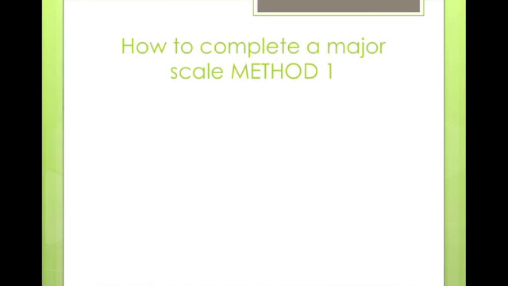Okay, now we're going to look at how to complete a major scale using method 1. This is not the only method you can use, but this is just one method which we're going to look at the start of this year. Okay, so the first step is to write out the chromatic scale. Remember, that's all the letters from A all the way through to G sharp. Remember, there's no B sharp and there's no E sharp, so just be cool about that.